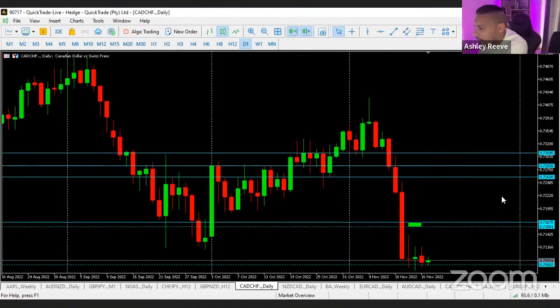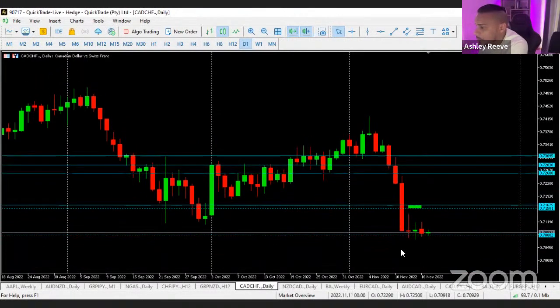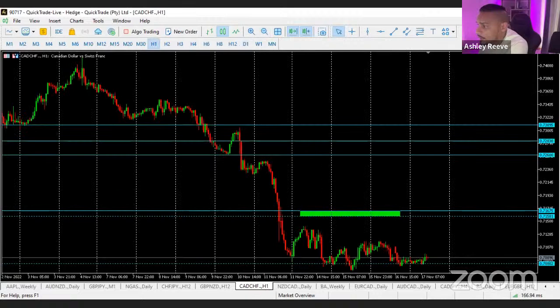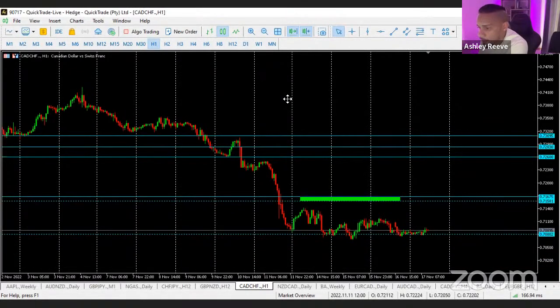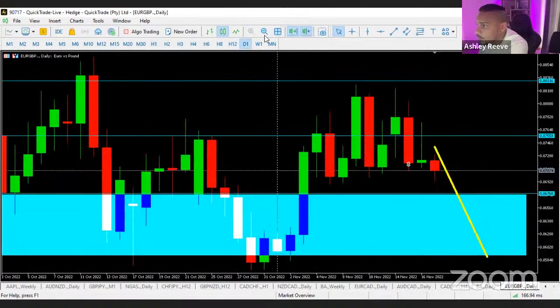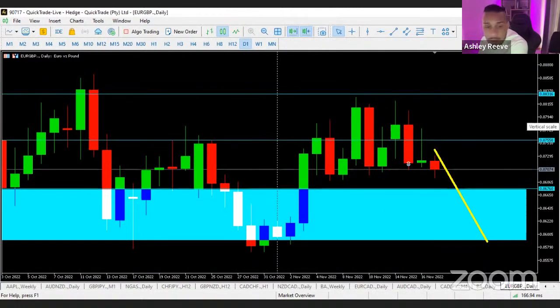We looked at CAD CHF, still at the support, indecisive, accumulating. Look at that. All right, so let's wait with this one as well. Euro GBP. This was yesterday. We said that there could be a possible short. There could be a possible short here. Very interesting. Let's wait and see how it performs here.